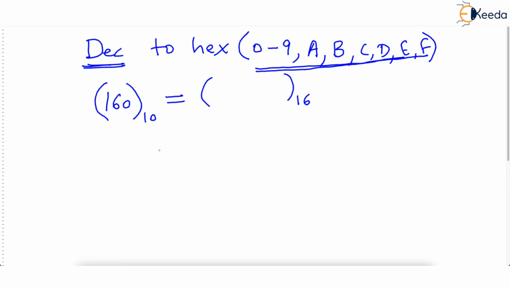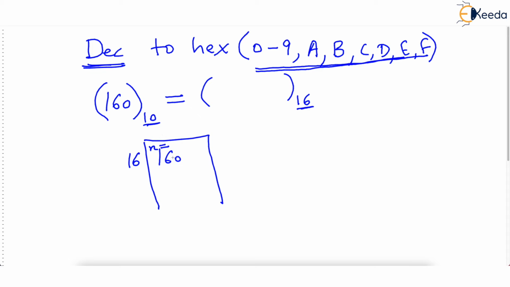Then the procedure is this: 160, the number given, is divided by 16. Now why we are dividing the number by 16 and not by 2 or 3 or any other number is because we want to convert our number from decimal, that is base 10, to base 16. Just try to understand.